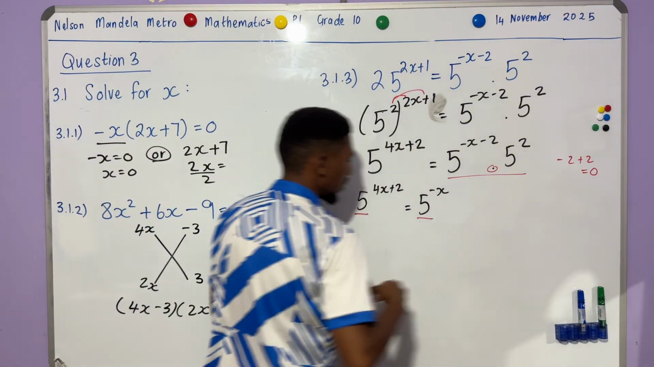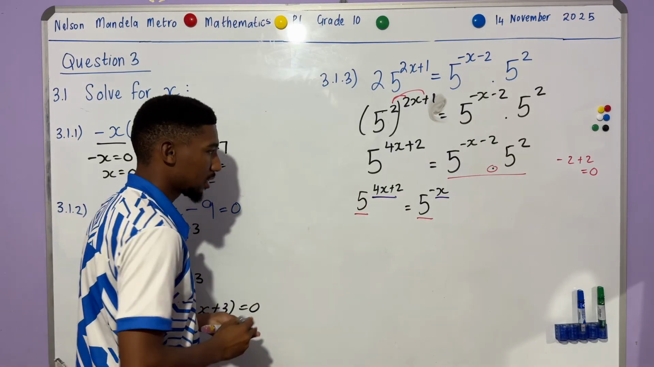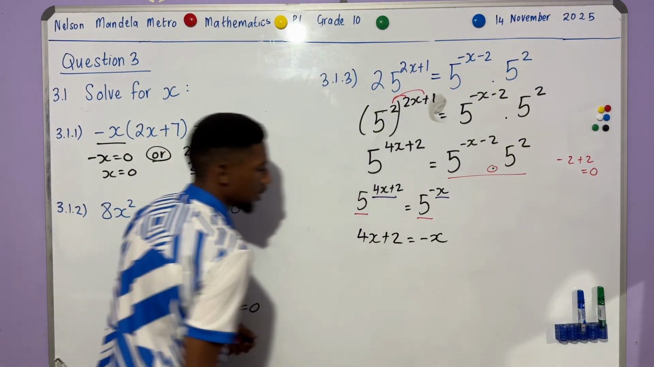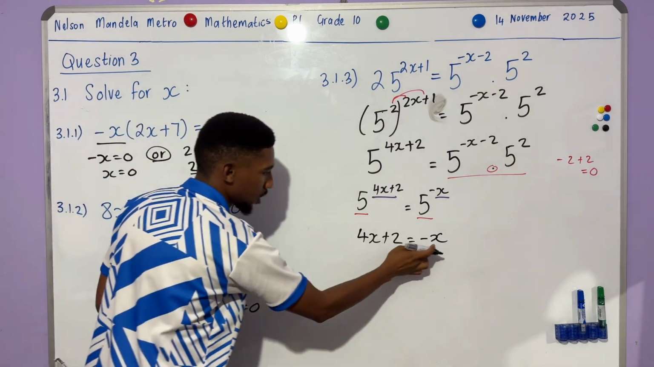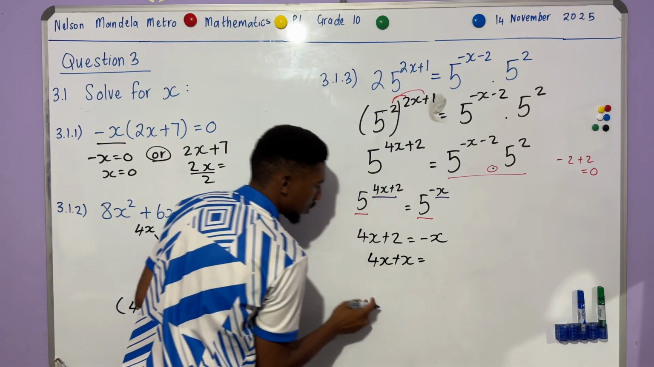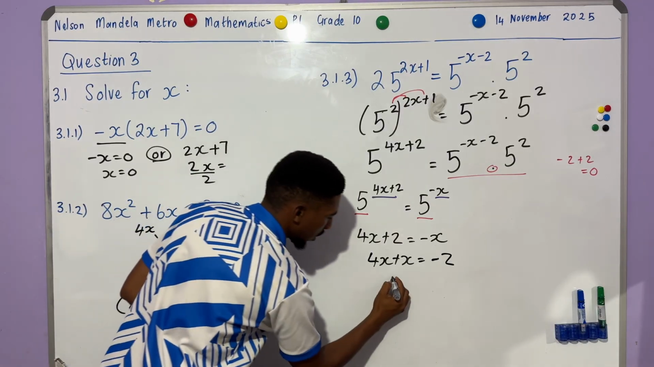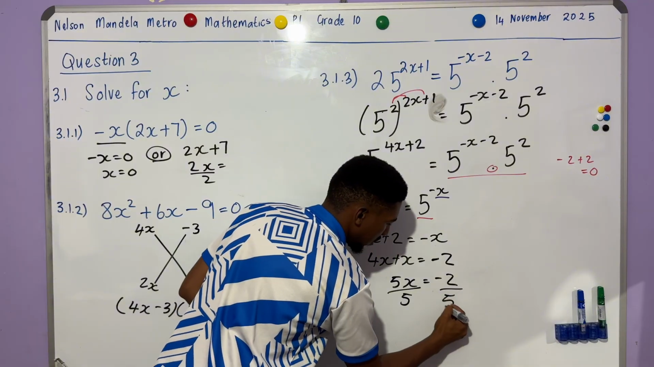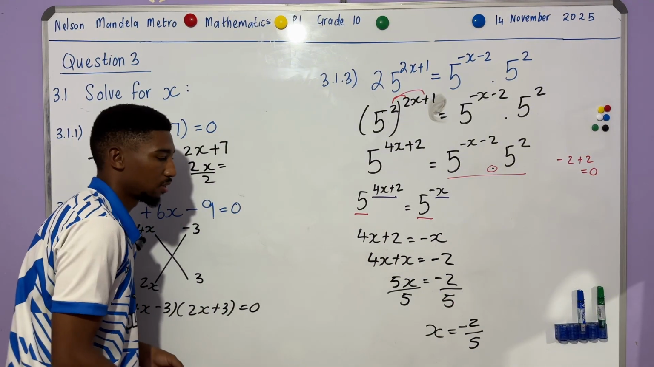So for these exponents, we can create a new equation with only the exponents and state the following: 4x plus 2 is equal to minus x. Now we have a simple equation that we can solve. So we're going to take x over to the left hand side. We have 4x plus x equals, and I'm going to take the 2 to the right hand side, that's equal to minus 2. Now I have 5x equals minus 2, and to solve for x, I simply divide by 5, and x is equal to minus 2 over 5.